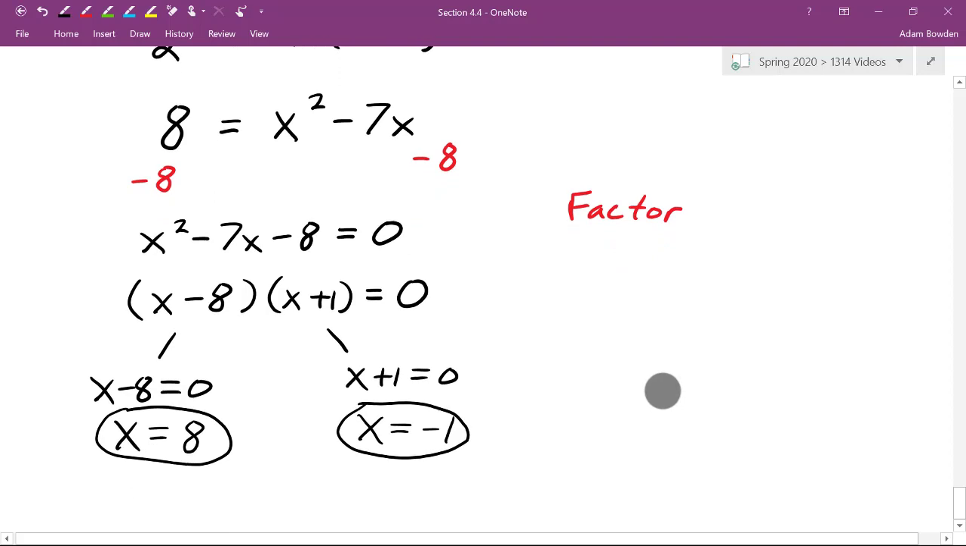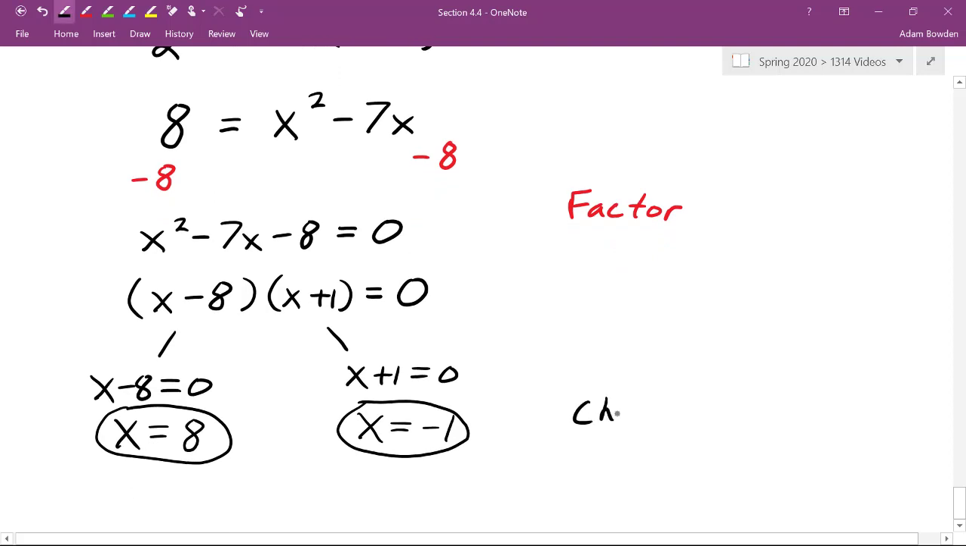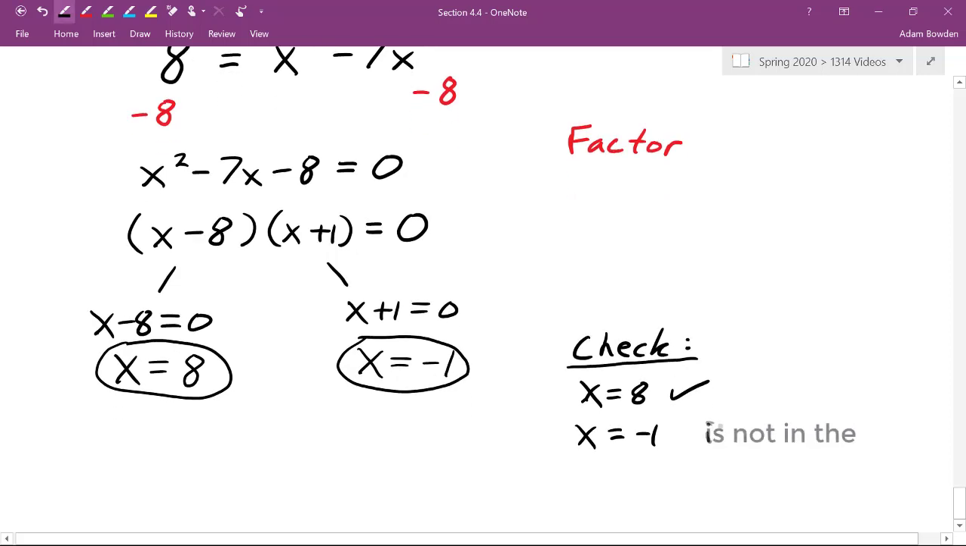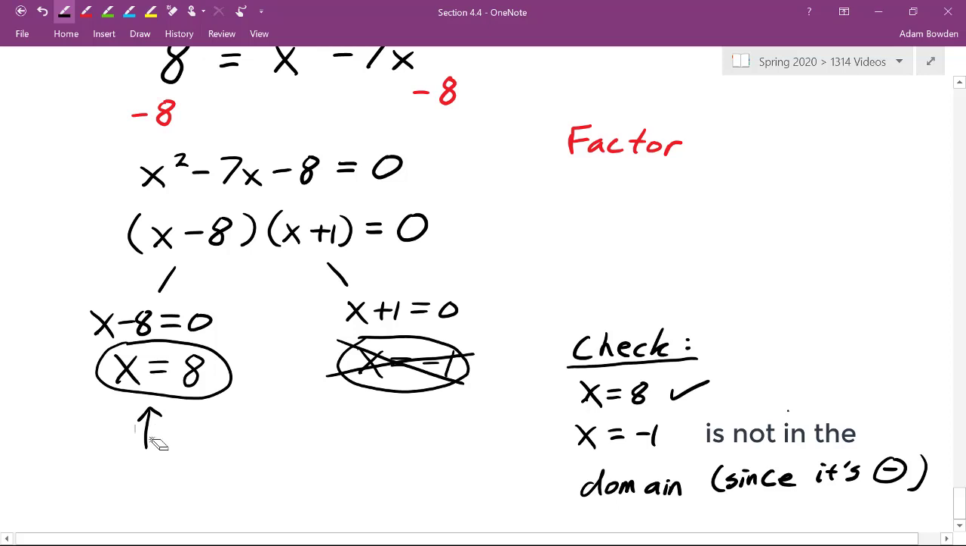But let's think about these two numbers for just a second. From the very beginning, I did mention something about checking our answers. And x equals 8 checks out because it's a nice positive number. However, x equals negative 1 is not in the domain of the original equation, since it's a negative number. So when we see these type of solutions that don't work out in a logarithm because of negative numbers, we actually have a solution that's not part of our answer. So that's not actually a solution. Only this one, x equals 8, is a solution to the equation.